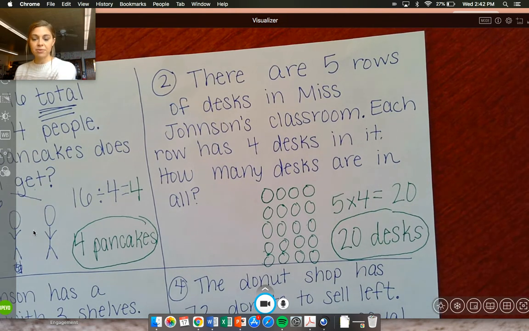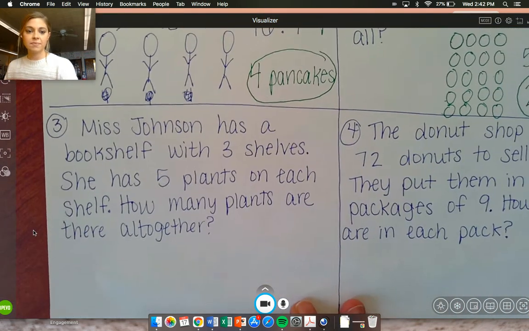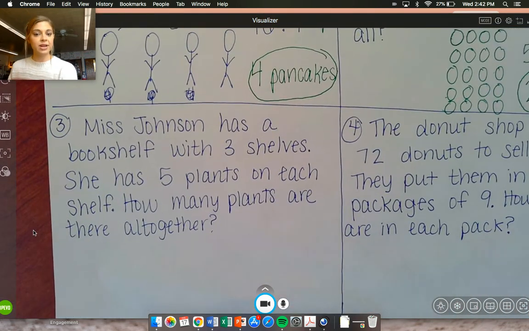Okay, so we are down 2 problems. We have 3 more to go. Okay, all right. So number 3, Miss Johnson has a bookshelf with 3 shelves. She has 5 plants on each shelf. How many plants are all together?